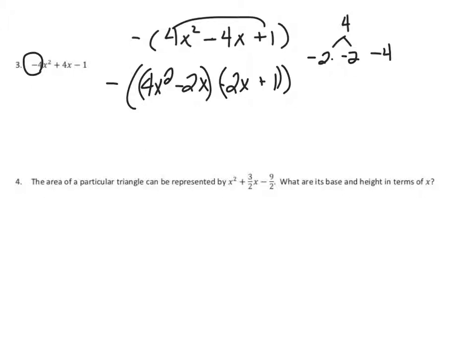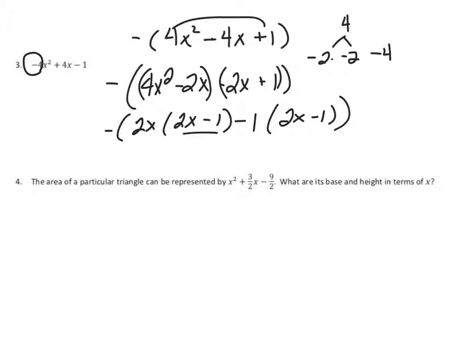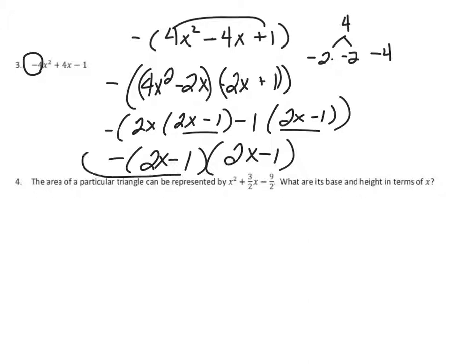4x squared minus 2x minus 2x plus 1. Group. Notice I grabbed that negative in the second grouping. Factor out a 2x. I'm left with 2x minus 1. Factor out a negative 1. Like I said, we always factor out the negative. It doesn't change now. Okay, we've got a binomial and a binomial. Factor that out. And negative out front. Okay, that works for an answer.